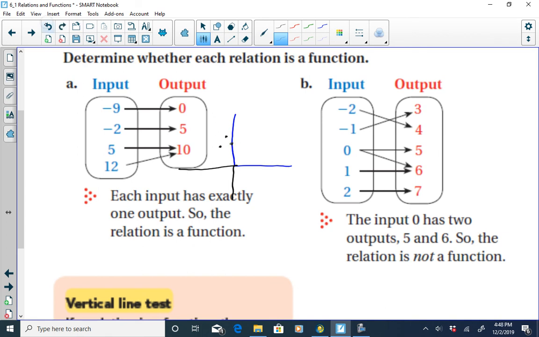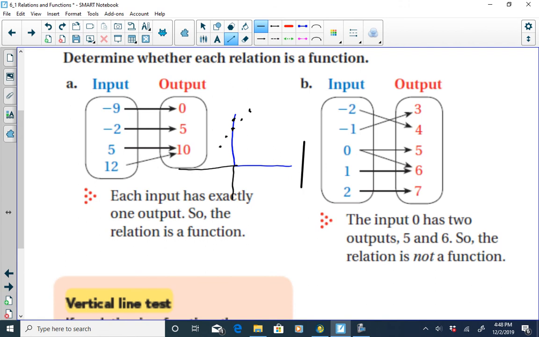Let's undo that. Because if that's 3, 4, 0 and 5 would be up here. 0, 6 would be up here. And then 1 and 6 is going to be here. And then 2 and 7 would be someplace up here. But here's what I'm talking about, this being able to identify a function.